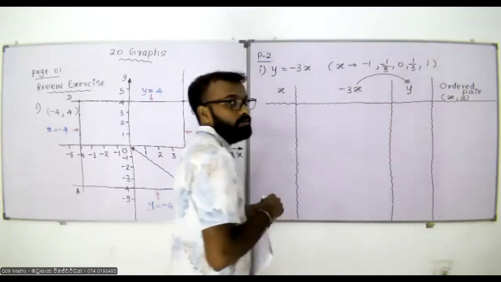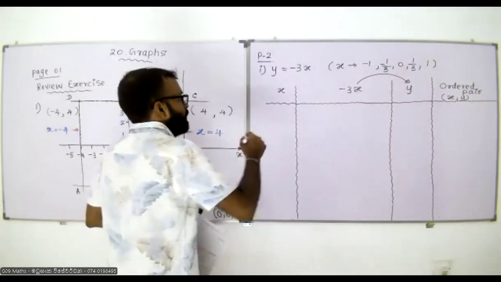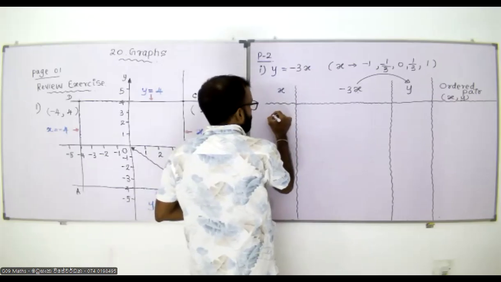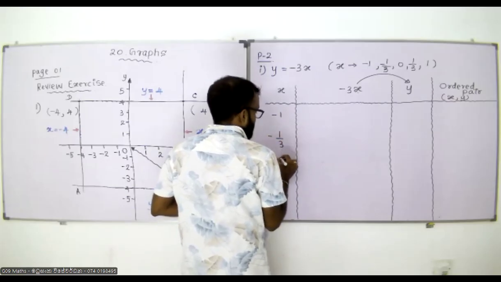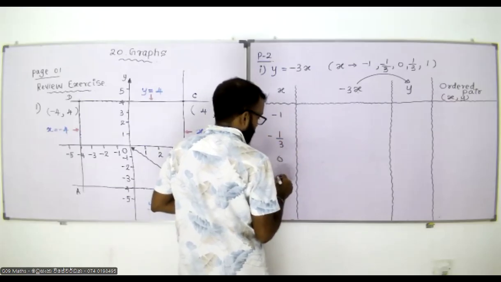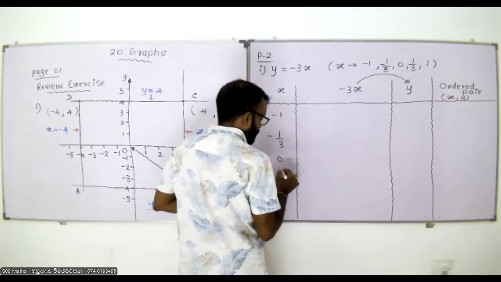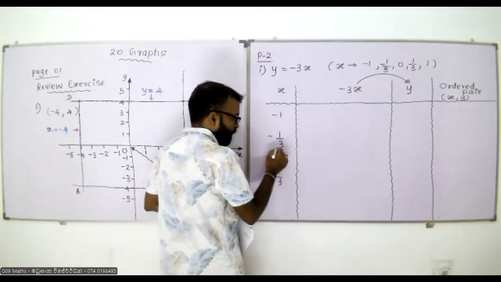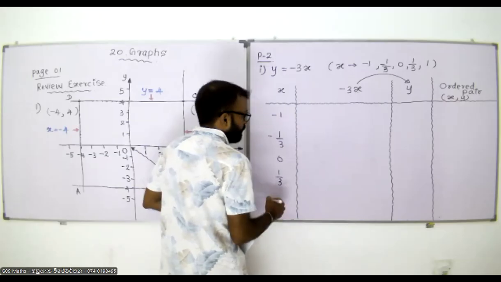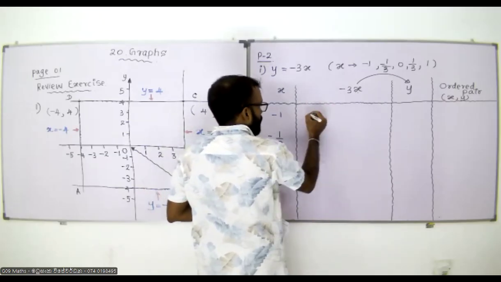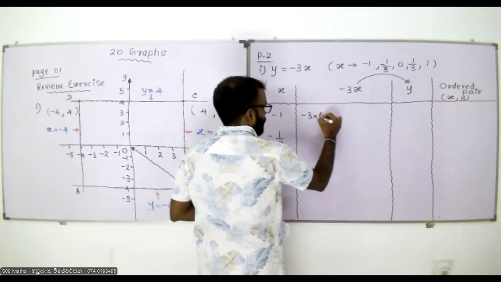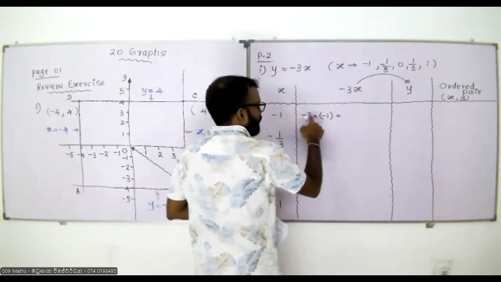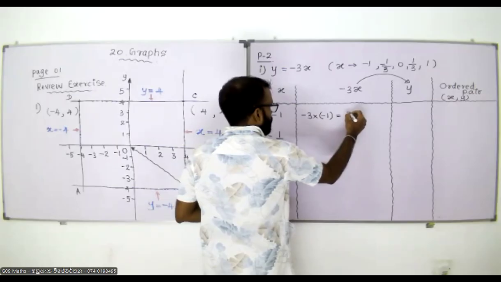Right. So how to do this? The x values they have given are minus 1, minus 1 upon 3, 0, positive 1 upon 3, and that's where you need to see the pattern. Here you have minus 3x. Instead of x, I am going to substitute minus 1. What is the value? Negative into negative, positive. 3 times 1, 3.